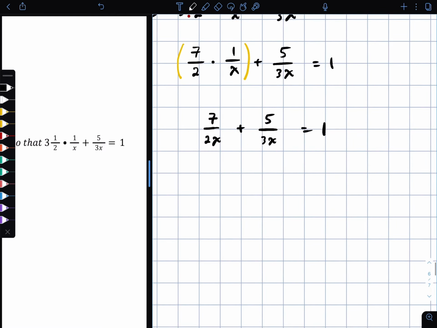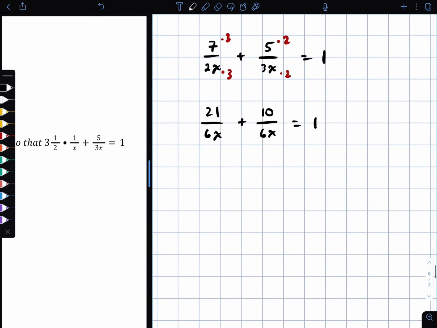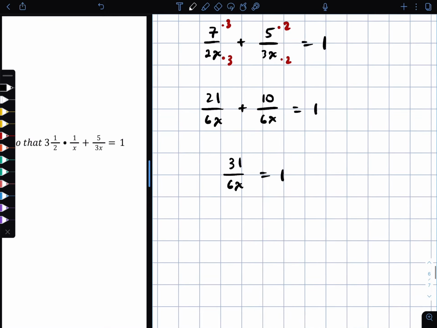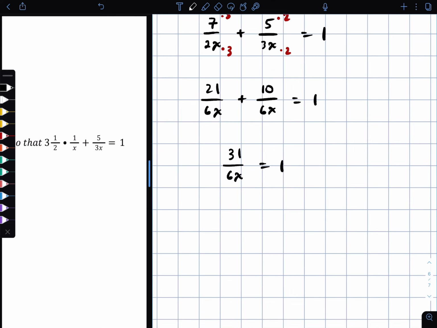Now, it's still kind of hard to see what value of x would make this true, but if we find an LCD, we can multiply this one by 3 and this one by 3, multiply this one by 2 and this one by 2. We would get 21 over 6x plus 10 over 6x is equal to 1. Now that they have common denominators, we could add them together and say this is 31 over 6x is equal to 1.